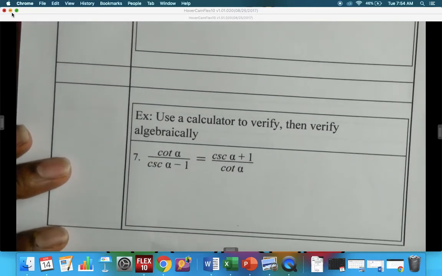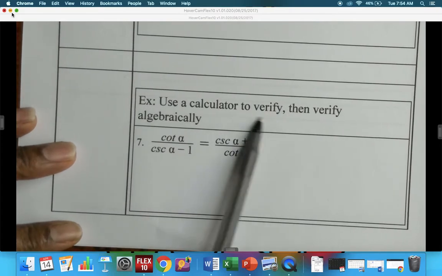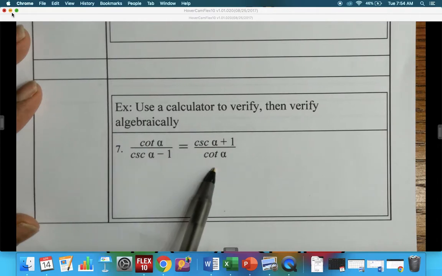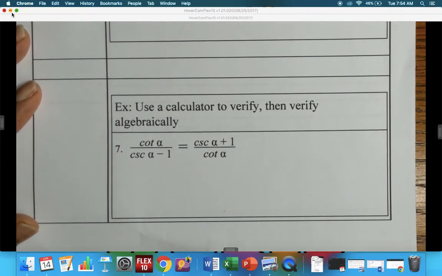Lastly, let's look at the last one. So it says use a calculator to verify. You guys know how to do that now. You're just plugging into the calculator. So you plug the equations into the calculator and then verify algebraically.